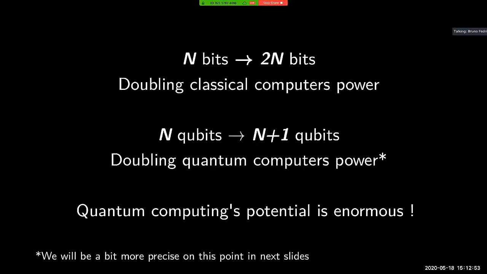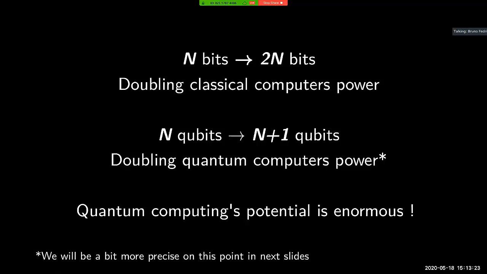Roughly speaking, in the classical domain, if you want to double the classical power, you basically have to double the number of classical bits, so from n to 2n. In the quantum domain, if you want to double the computing power, you only need to add 1 quantum bit. It's not exactly about doubling the quantum power. It's more about doubling the memory space. We will be a bit more precise with this in the next slides.